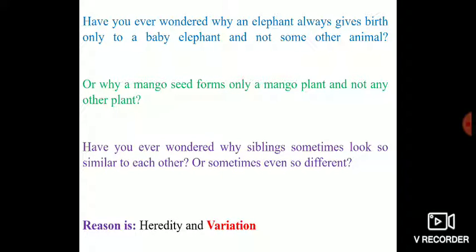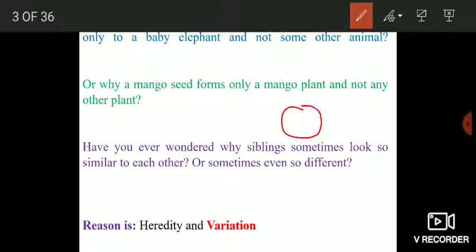There are some questions in genetics. For example, why does an elephant always give rise to a baby elephant? Why doesn't it give rise to a calf of a cattle? An elephant will always make an elephant. It will never give rise to an offspring which resembles cattle. And why does a mango seed always form a mango plant? Why doesn't it give rise to an apple plant? Because the mango seed contains an embryo, and this embryo has received characters from the mango plant. It has not received the characters from the apple plant. That is why it will give rise to a mango plant.